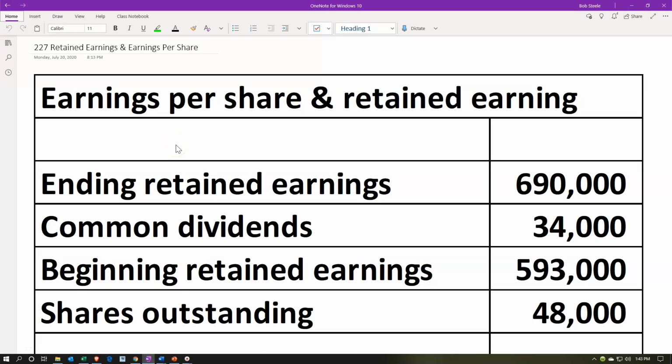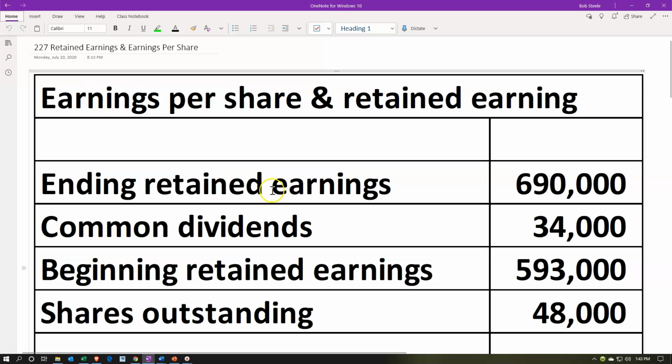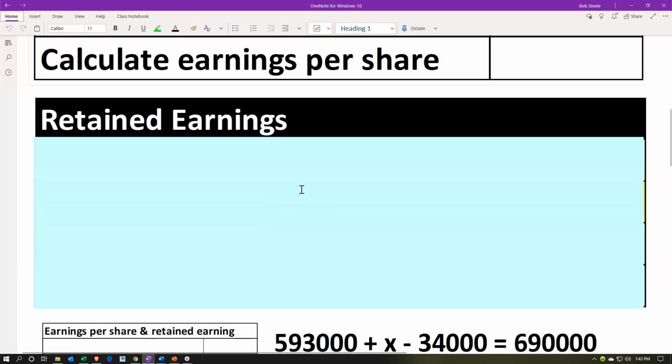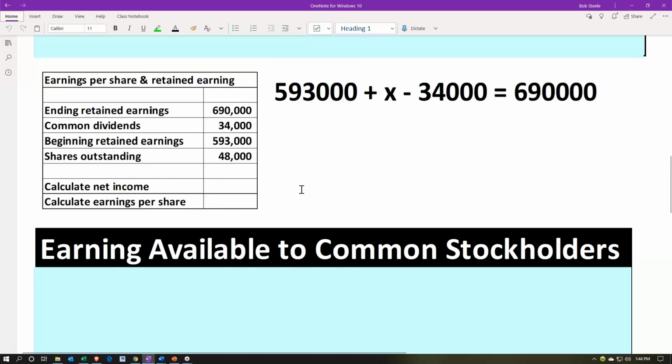Here we are in OneNote. If you would like to follow along in OneNote, you're not required to do so, but if you have access to it and would like to, we are in the 227 Retained Earnings and Earnings per Share section under the Practice Problems tab. Closing this back out. We're going to have our information up top. We're going to put that information into our calculations, which will include the calculation for retained earnings and the earnings available to the common stockholders.